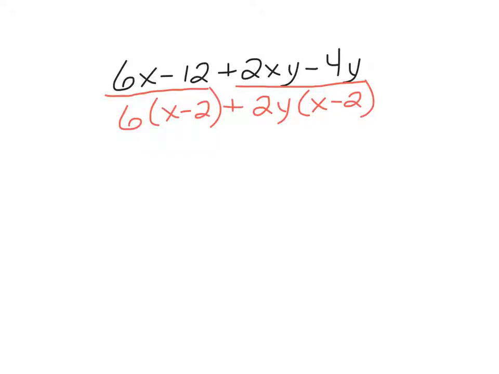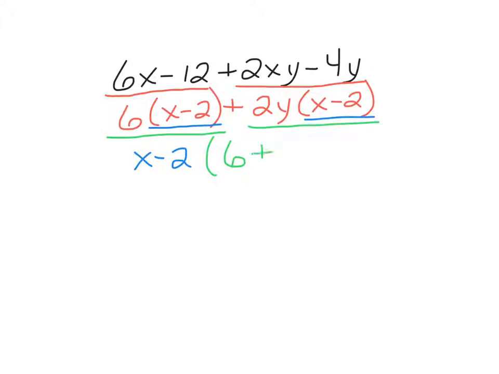Now that I have my common factors in each of these terms of x minus 2, I can factor an x minus 2 out of the first term. Here's the first term right here. I'm going to factor an x minus 2 out of that. I'm just left with 6. I'm going to factor the x minus 2 out of the second term, and I'm left with 6 plus 2y. So I have x minus 2 in parentheses times 6 plus 2y.